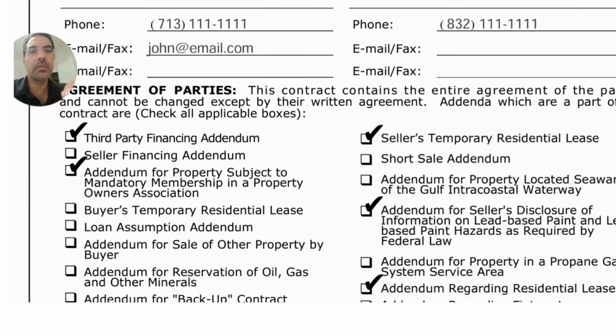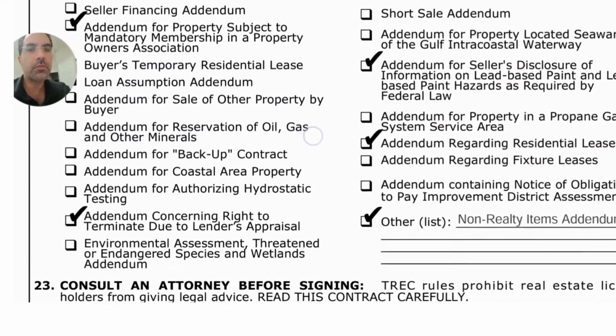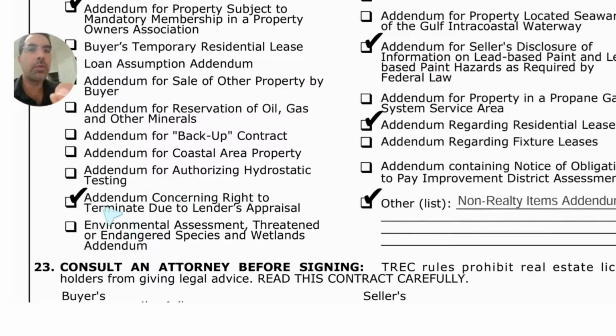So third-party finance, HOA addendum, seller's temporary lease, that's for the lease back, lead-based paint, if the house is built before 1974, residential leases, if you're going to have a tenant in place. This is a popular one that we've been using this year, terminate due to lender's appraisal. If there's any other addendums that are not in this list, like the non-realty items addendum, you can add that here.